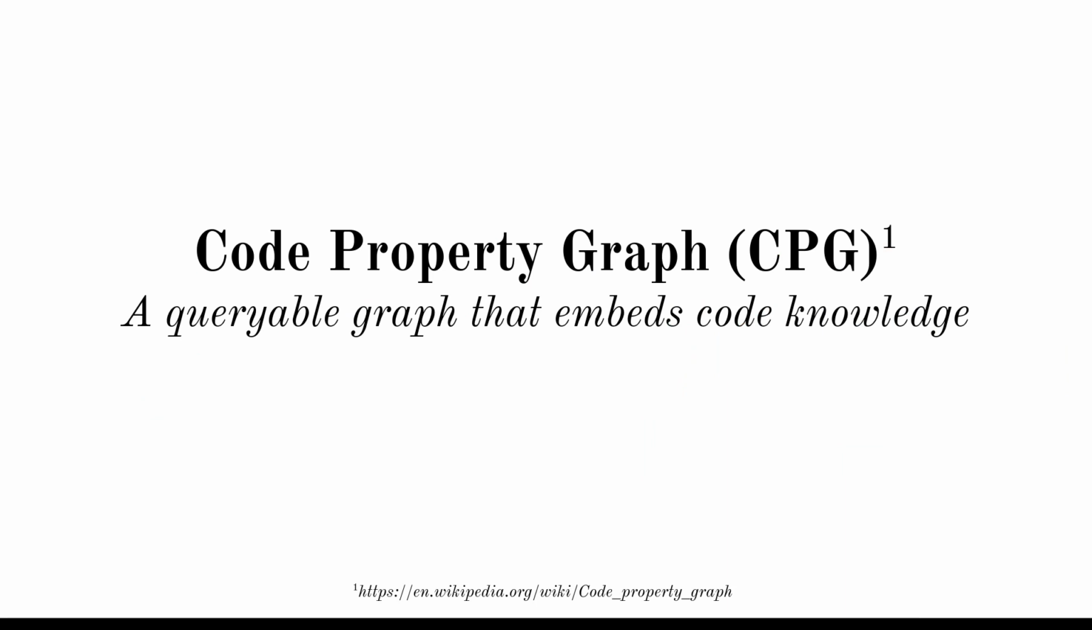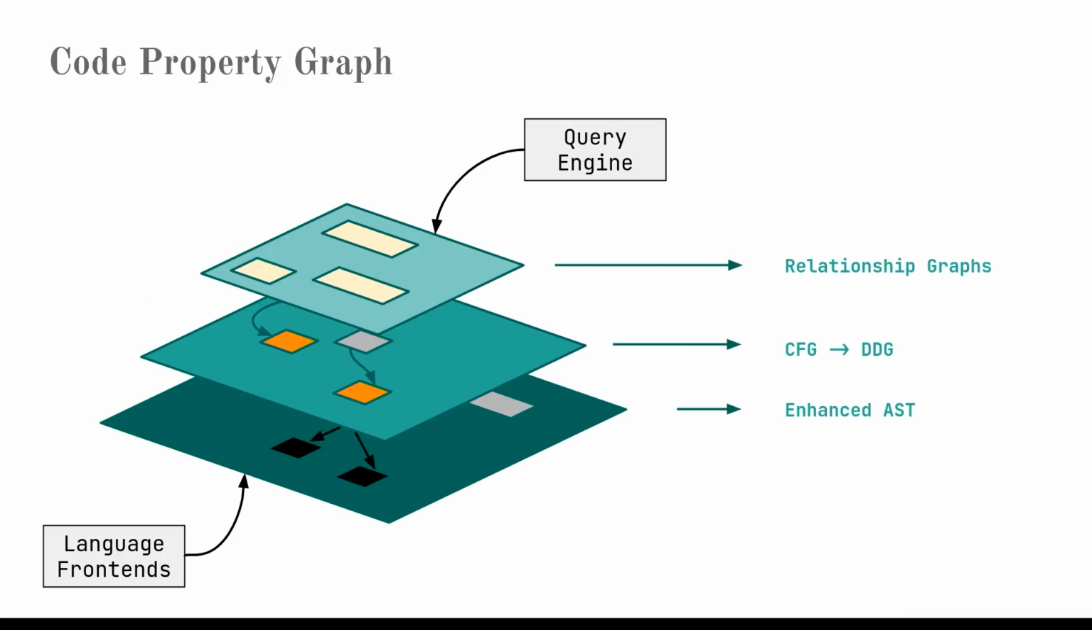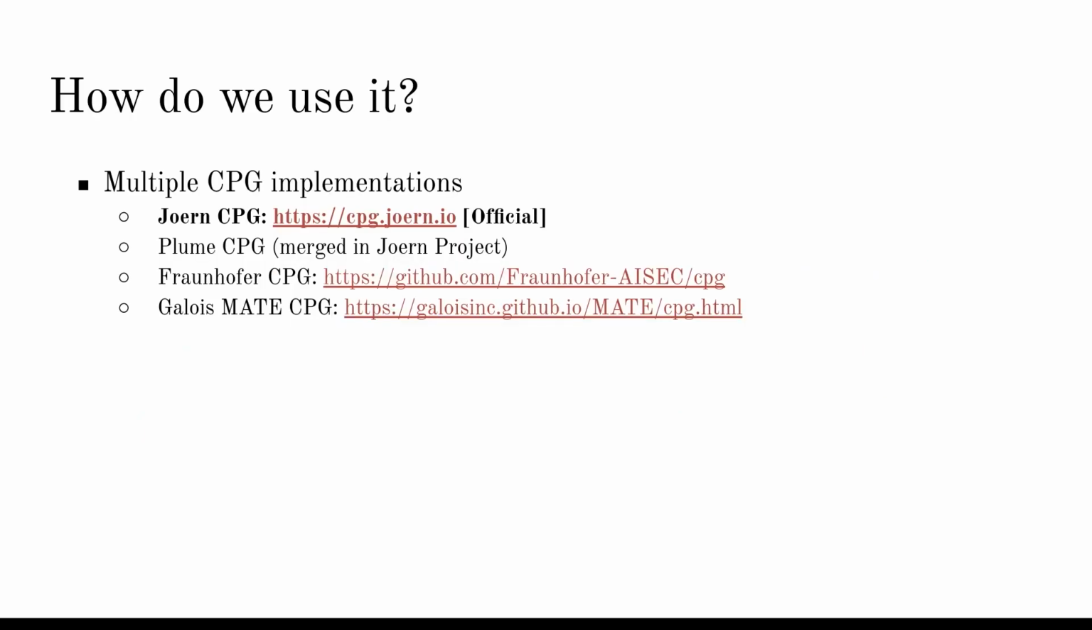So this brings us to this technology called code property graph, which is a queryable graph which embeds complete code knowledge. There's an article there, you can read about it. It has been there for quite some time, 10 years, I believe. And this is essentially what this is. You have language front ends, code coming in, and then you can generate the graph, and then you can query the graph. So how do we use it?